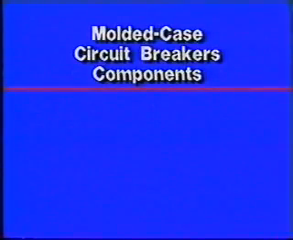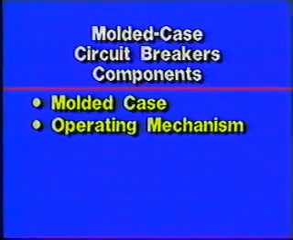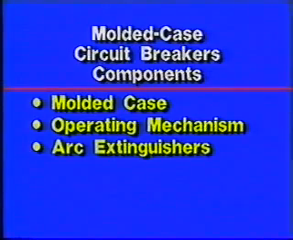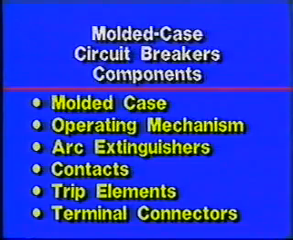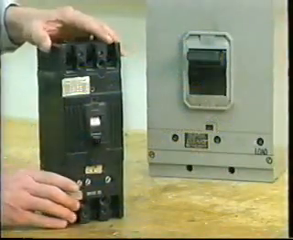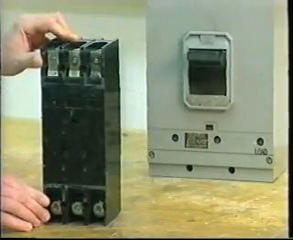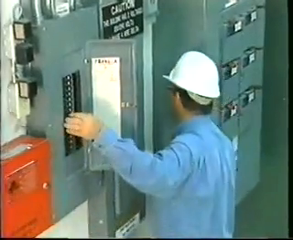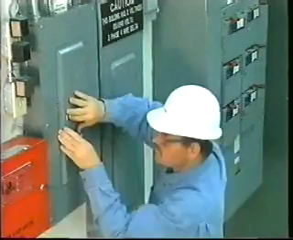While there are many different types of molded case circuit breakers, they all have the same main components: a molded case, an operating mechanism, arc extinguishers, contacts, trip elements, and terminal connectors. The function of the molded case is to provide an insulated housing to mount and enclose the circuit breaker component. The molded case housing also protects personnel from contact with energized components in the breaker.